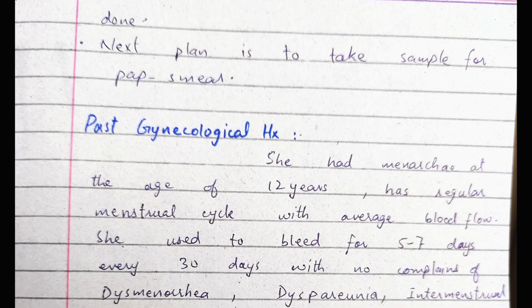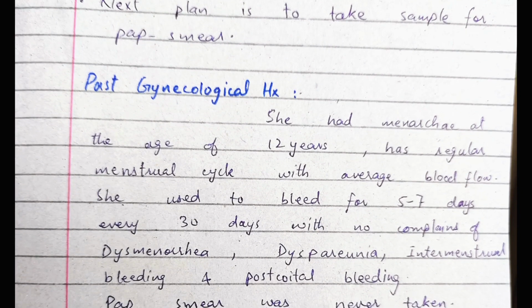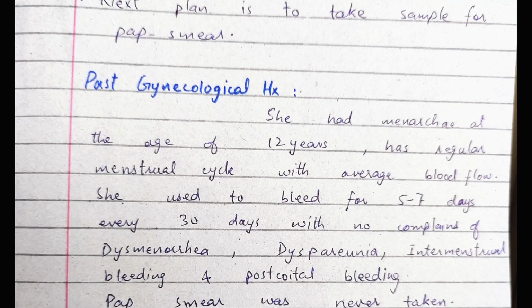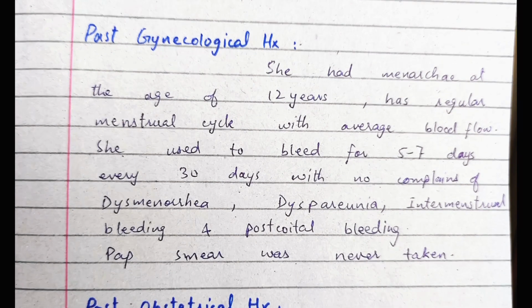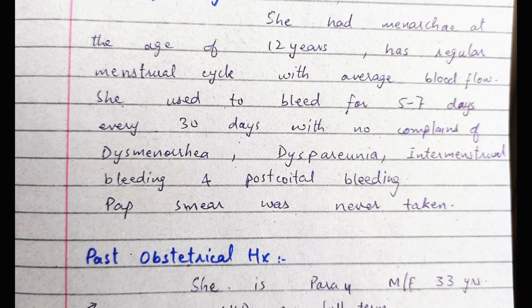In the past gynecological history, she had menarche at the age of 12 years. She had regular menstrual cycle with average blood flow. She used to bleed for 5 to 7 days every 30 days with no complaints of dysmenorrhea, dyspareunia, intermenstrual bleeding, and postcoital bleeding. Pap smear was never taken.